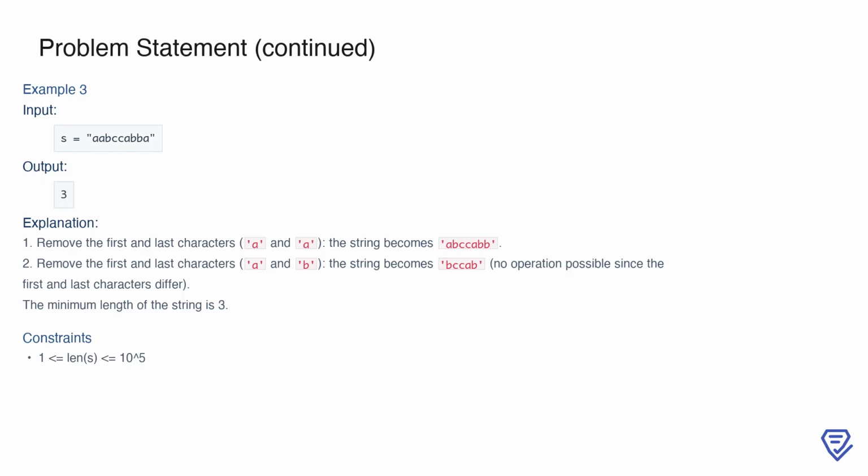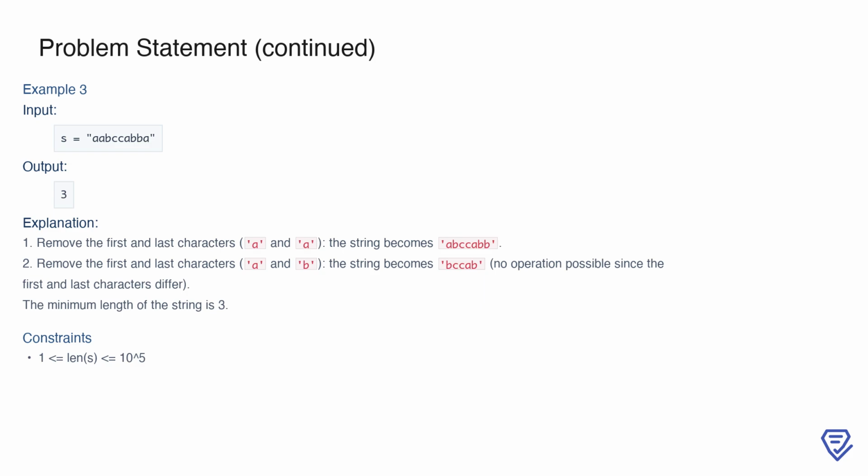In the third example, we are given the string S equals ABCABA. The first and last characters, A and A, are the same, so we remove them, leaving BCAB. Now, the first and last characters of BCAB are B and B... no further operations can be performed. The string is left as CAB, and its length, 3, is the minimum length possible.